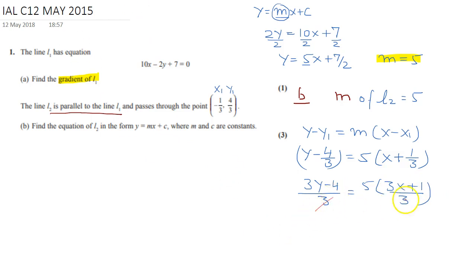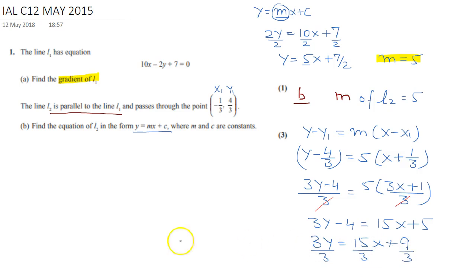We can multiply by 3. So we have 3y minus 4 is equal to 15x plus 5. We have to write it in the intercept form. So 3y is equal to 15x plus 5 plus 4, so this will be 9. Divide all by 3. So the equation of line L2 is y is equal to 5x plus 3. So that is the equation of line L2.